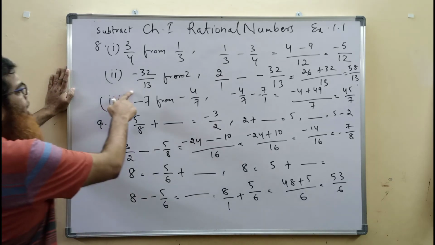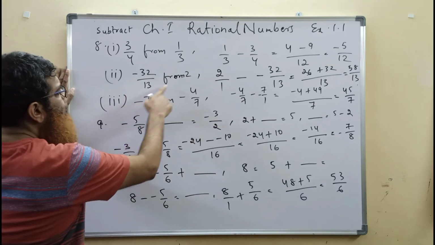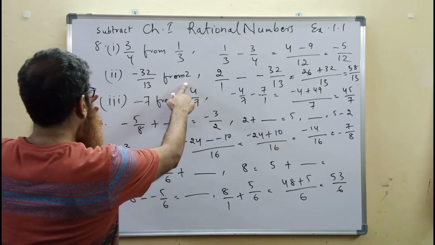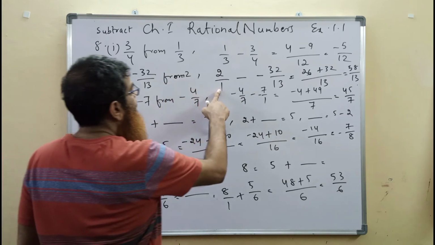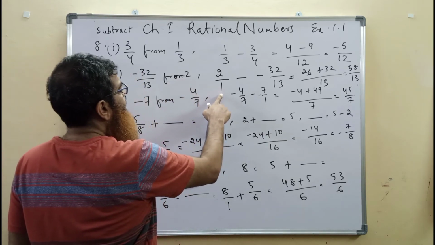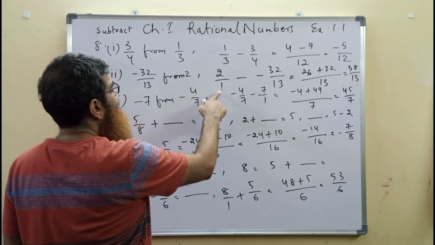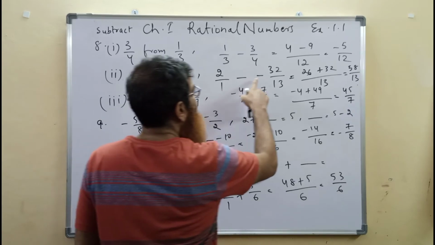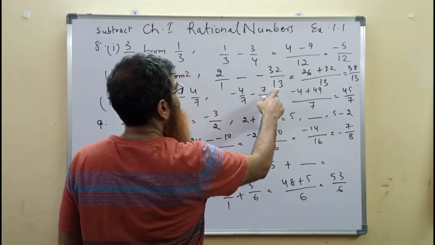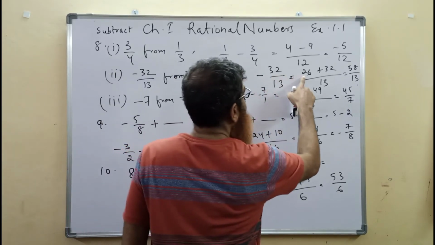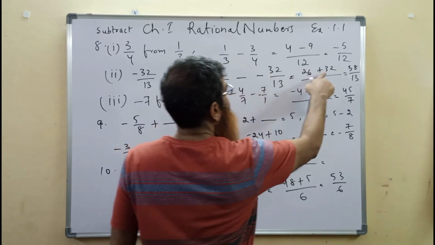In the second bit, minus 32 by 13 is to be subtracted from 2. 2 is a whole number. 2 can be written as a fraction when we put a denominator under 2. 2 by 1 minus 32 by 13. So 13 2s are 26. 1 into 32 is 32.